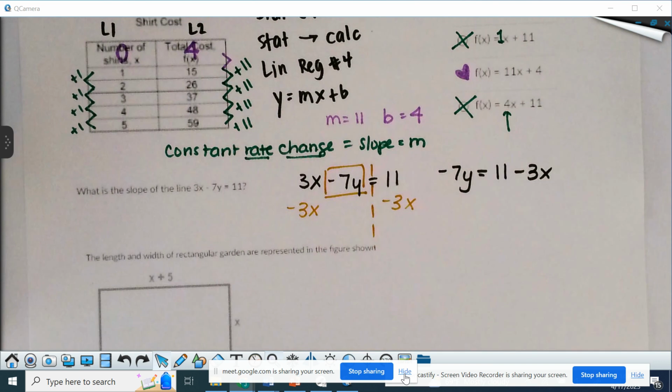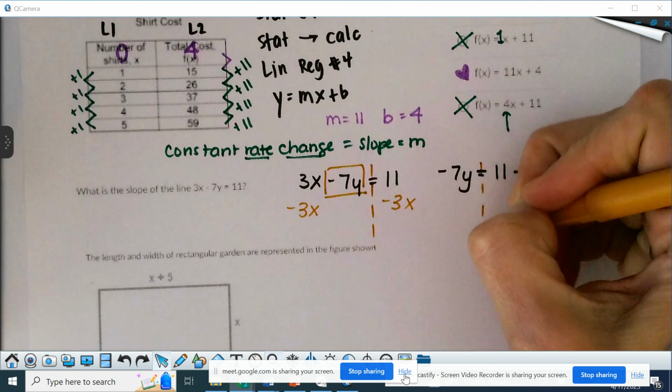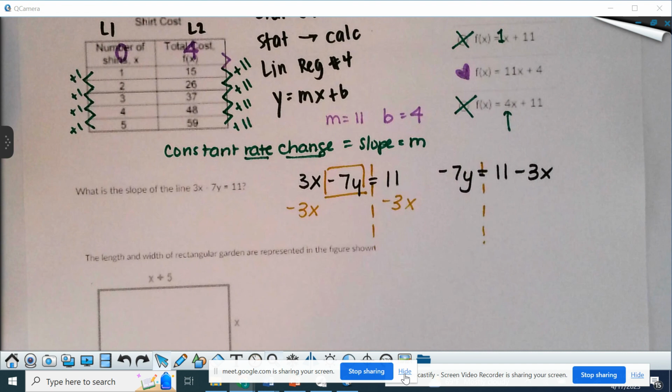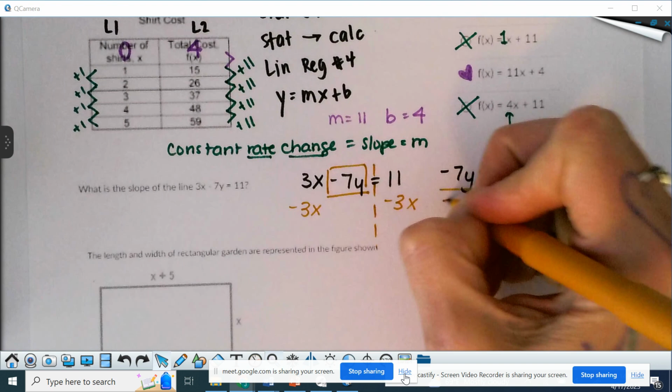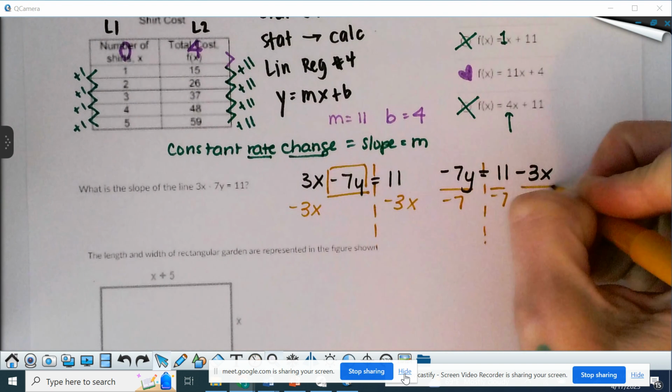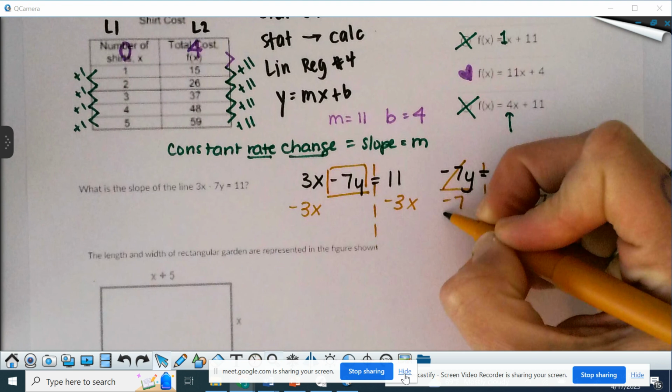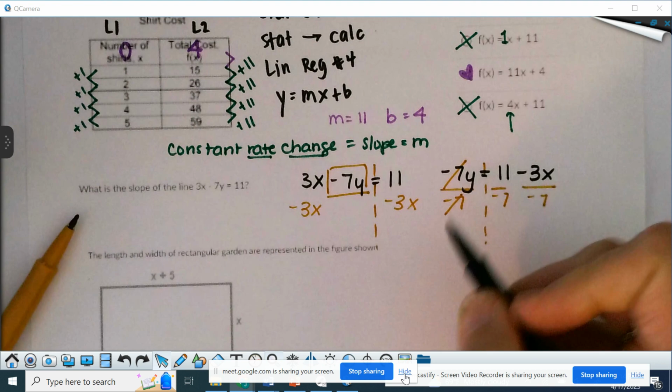So we're getting close. I need y by itself. What am I going to do to that y to get it by itself right now? What operation will I do? Divide by negative 7. Perfect. Divide by negative 7, negative 7, negative 7. So these are now gone. So y equals 11 over negative 7.